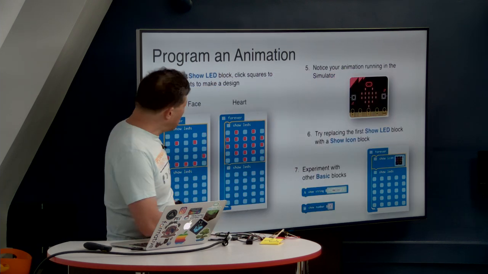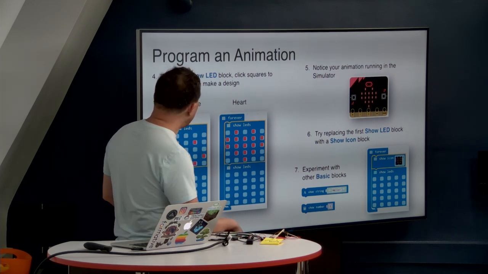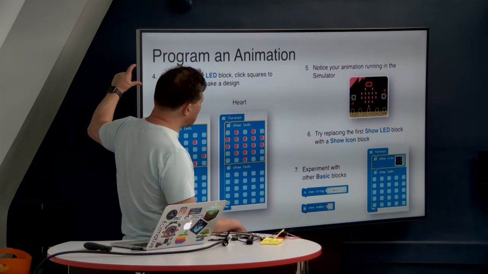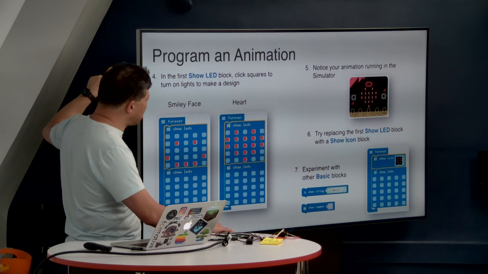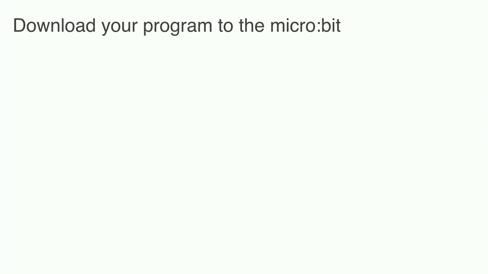So once you've moved these in, you can try showing some of these different things. You'll notice that the animation will show up in the simulator on the upper left-hand side of your screen. And you can even try the show icon block, which is what I was talking about, where you have built-in designs. You can experiment with different kinds of animations, all kinds of cool things. And then I'm going to go over to downloading the program to the micro bit.